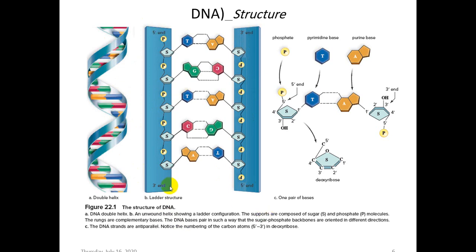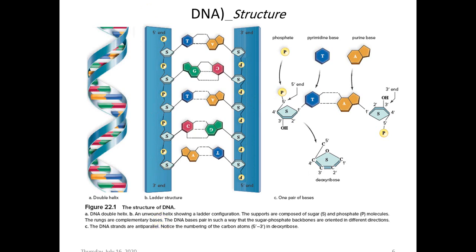Sorry, ladders. The supports are composed of sugar (S) and phosphate (P). This is the support. This arm and that one are the supports of the ladder. They are composed of sugar and phosphate. So sugar, phosphate, sugar, phosphate, sugar, and this is the same.